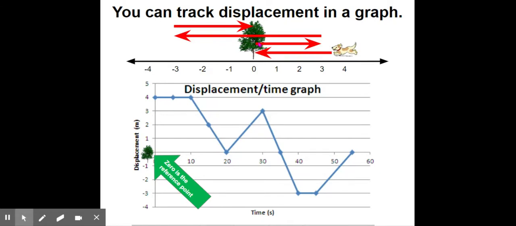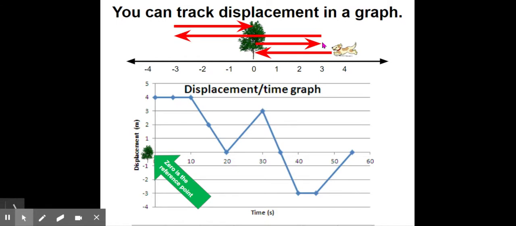And then after that, he runs back where he went. So here he is going back up to this displacement here, three. See the three? It's right there. So this goes to here, and that's where he is at 30 seconds.